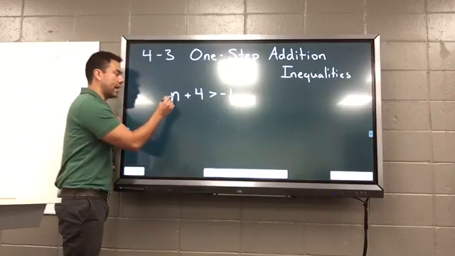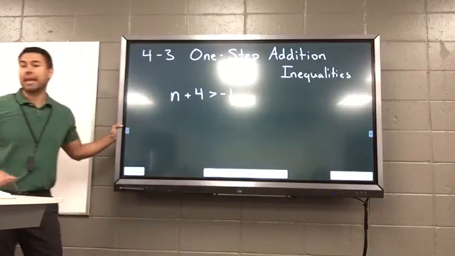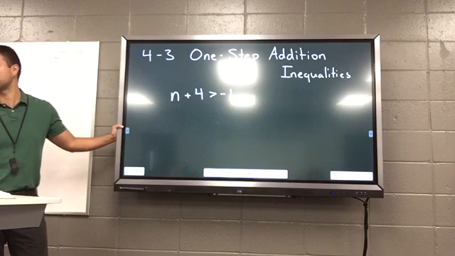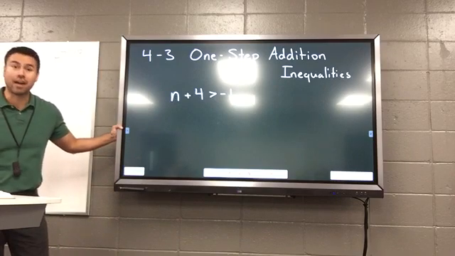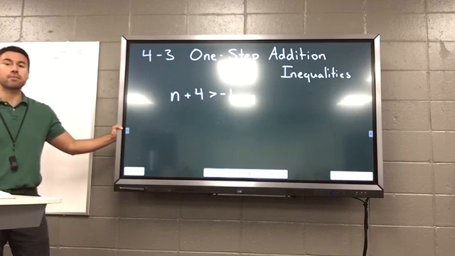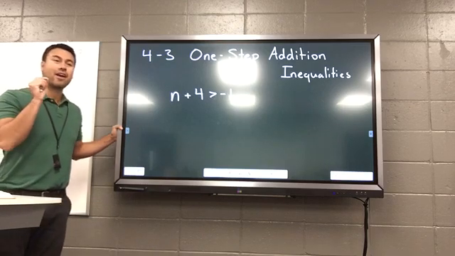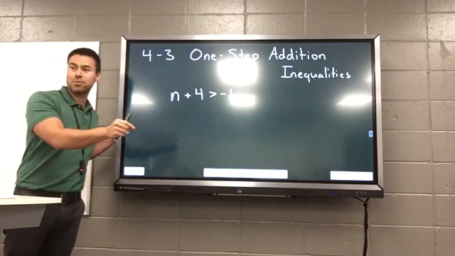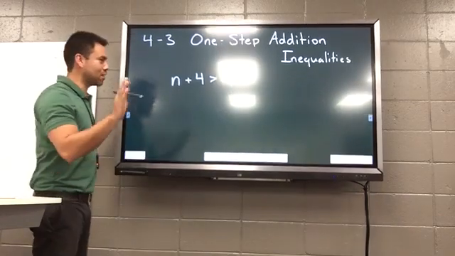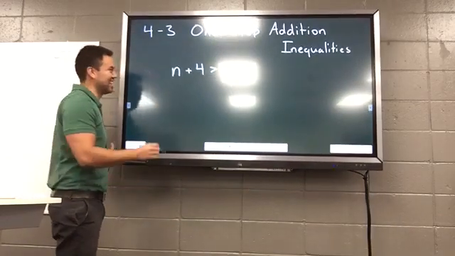I need to know what n can be, but in these problems, n can be an infinite number of numbers. That means n can be a lot of things. And how in the world are you going to tell me what all those things are? By using a graph. Do you guys remember the graph? We'll get to that in just a bit if you didn't get it.